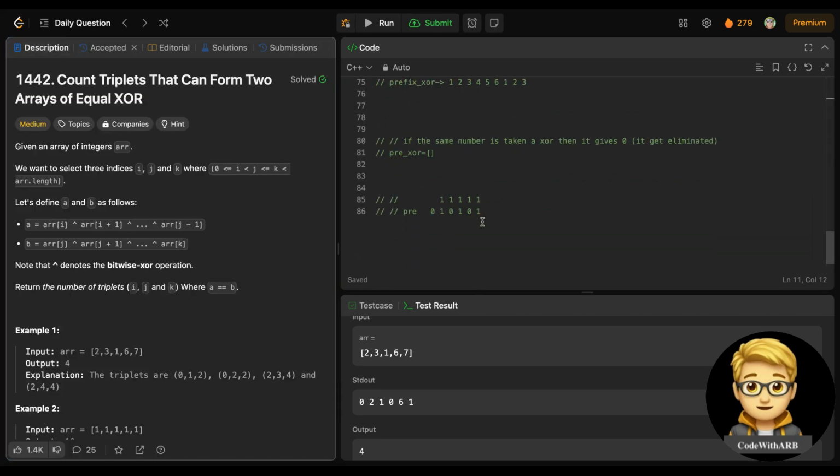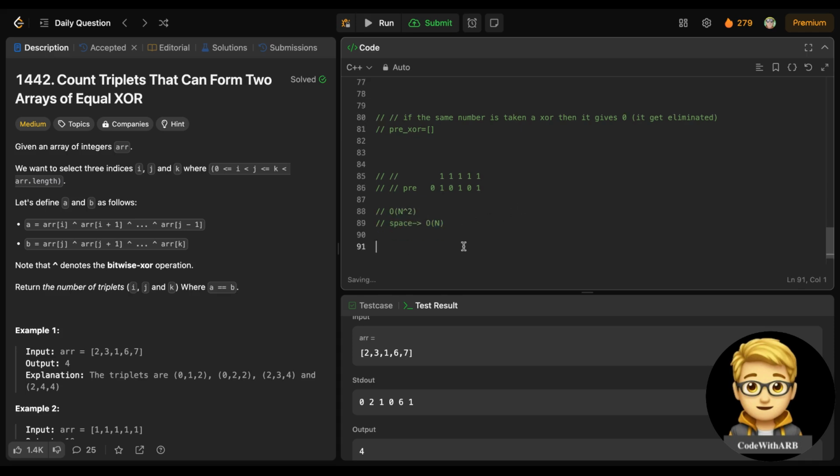So here we have done it in O of n square, but the space complexity we have taken is O of n to store the prefix array, right? So can we again optimize it from O of n square to O of n? Of course, right? O of n.